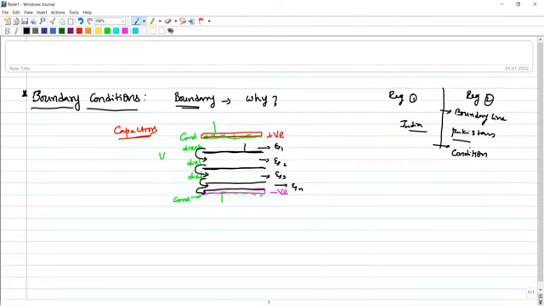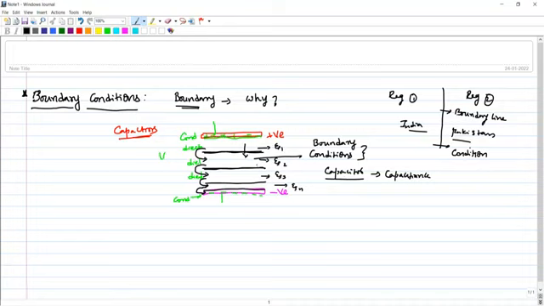Therefore, while crossing from one boundary to another boundary, it has to fulfill some conditions, and these conditions are nothing but boundary conditions. So while designing a capacitor, you have to go with these boundary conditions in order to estimate the final value of the capacitance.